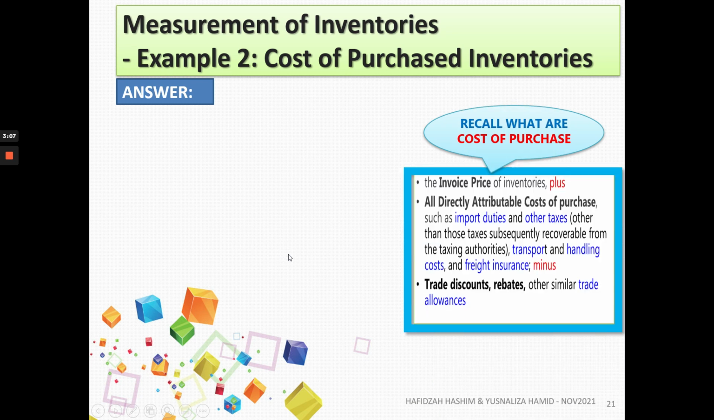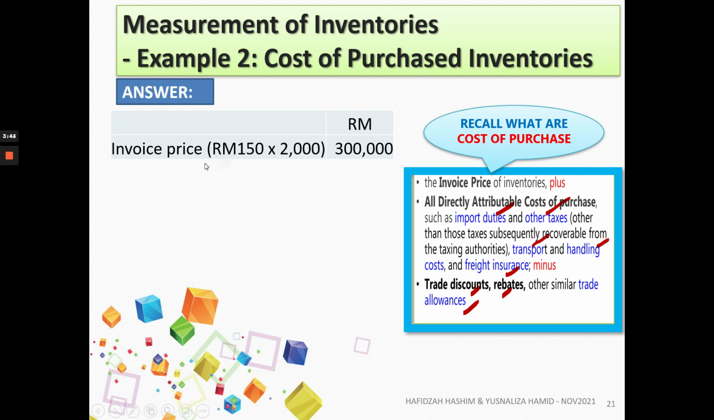Next, let's look at the calculation of the purchased inventories. If you can still recall the cost of purchase from the previous videos, it consists of the invoice price according to MFRS 102, and all directly attributable costs, which include import duties, other taxes as long as those taxes are not recoverable from the taxing authorities, transportation costs, handling costs, and freight insurance. If you have any trade discount, rebates, and trade allowances, those must be deducted. So let's look at our example and the answer here.